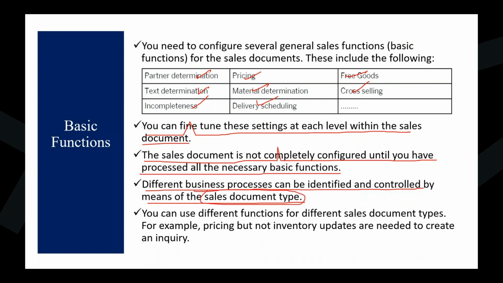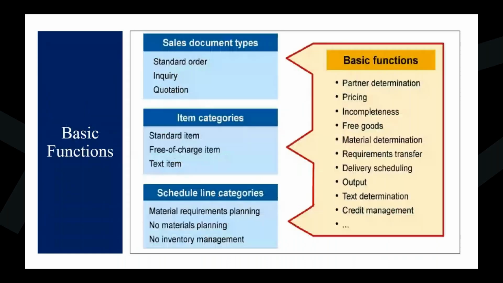Okay, you can use different functions for different sales document types. So within the sales document type, you can have different functions. Suppose, for example, pricing but not inventory updates are needed to create an inquiry. So when you create an inquiry, you do pricing, but there is no need for any inventory update because it is just an inquiry. Okay, we'll come to that.